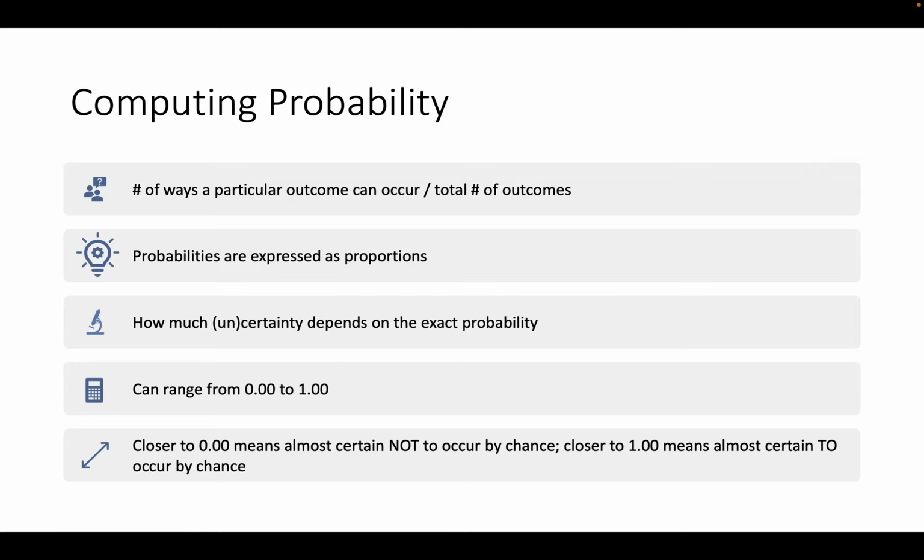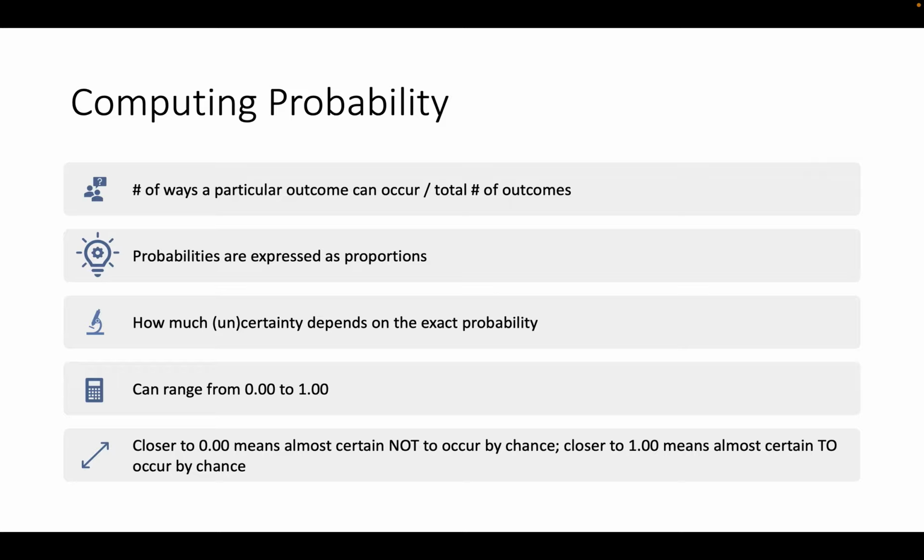Computing probability is simply dividing the total number of ways a particular outcome can occur by the total number of possible outcomes. And probabilities are expressed as proportions. We can base how certain we are on our probability values. And probabilities range from 0 to 1, always in the positive.